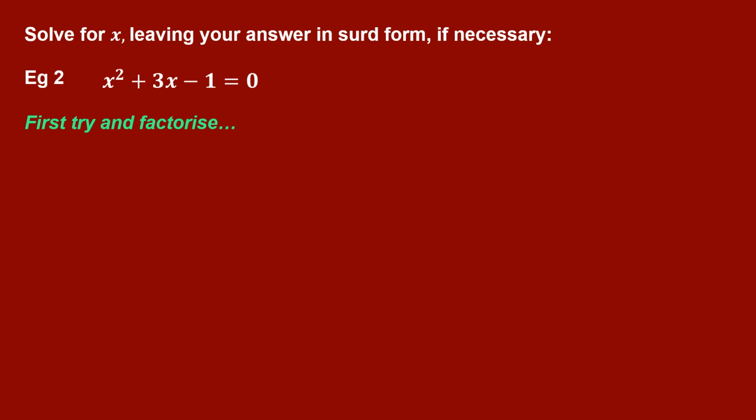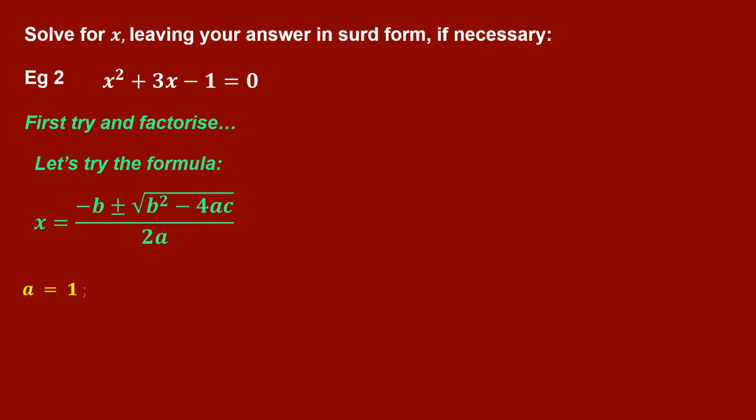First thing you're going to do is try and factorize the trinomial. So I need factors of 1 that will subtract to give me 3. Now my only factors of 1 would be 1 and 1, and they don't subtract to give me 3. So in this case, the quadratic formula is my only option.